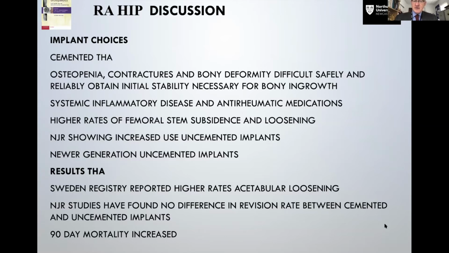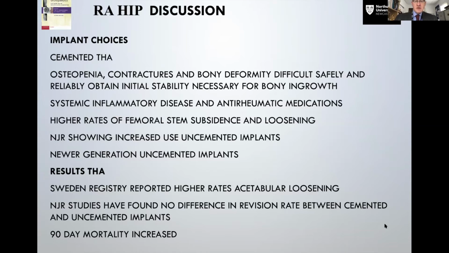However, recently the NJR has shown an increased use of uncemented implants for rheumatoid patients, and this may be related to the newer generation of uncemented implants and the fact of performing this surgery in a younger age group, and a concern with wanting biological fixation and the chance for remodeling if needed.